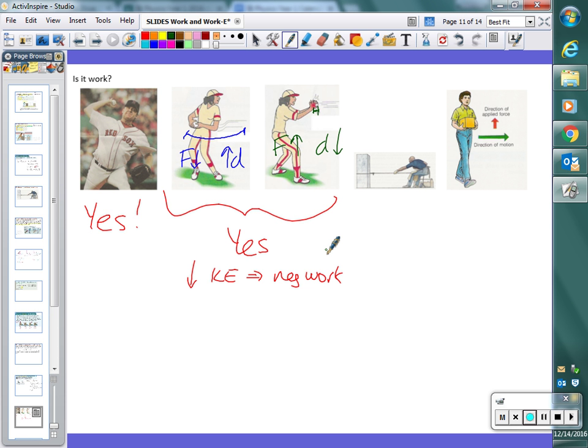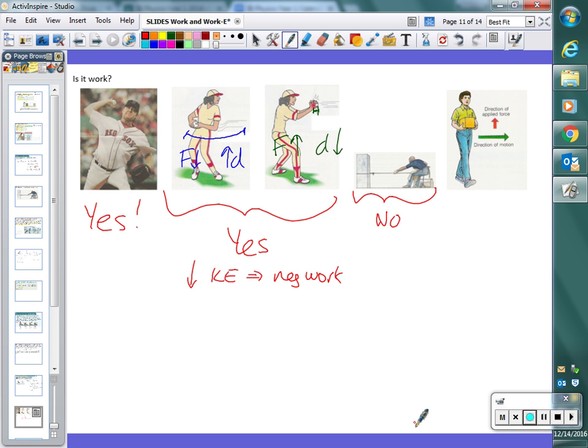Guy pulling big slab of marble. We talked about this yesterday. Is work being done in that situation? As long as we assume that what is not happening? If it doesn't move, then there's no work. So in this case, assuming that there is no motion, no work is being done there. Okay?